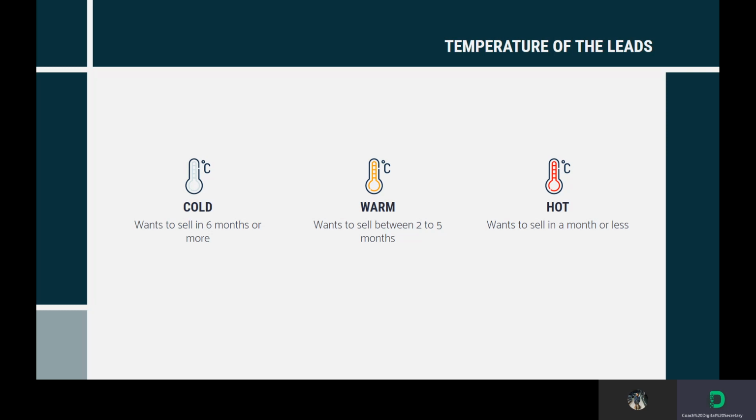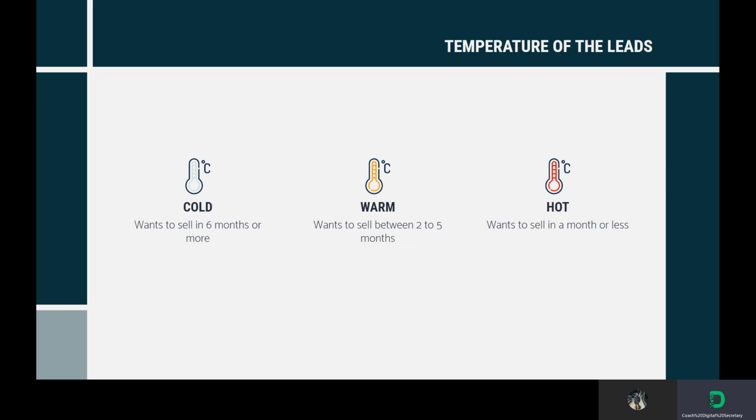Warm lead. They want to sell between 2 to 5 months. When would you be ready to sell? I will be ready to sell in 3 months because I need a place to stay. That's a warm lead. Okay, and a hot lead wants to sell in a month or less. Not everyone is a hot lead, because you're going to get customers that tell you, when would you be ready to sell? I could sell tomorrow, today, if you have the money today.